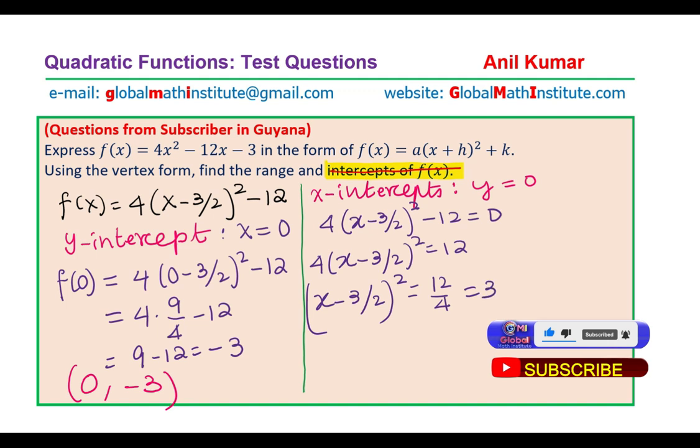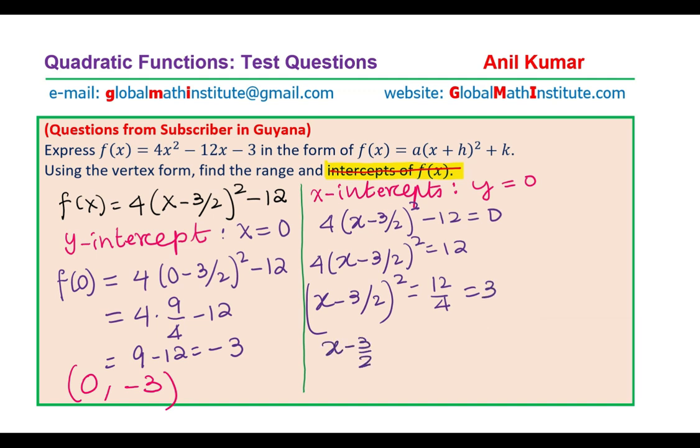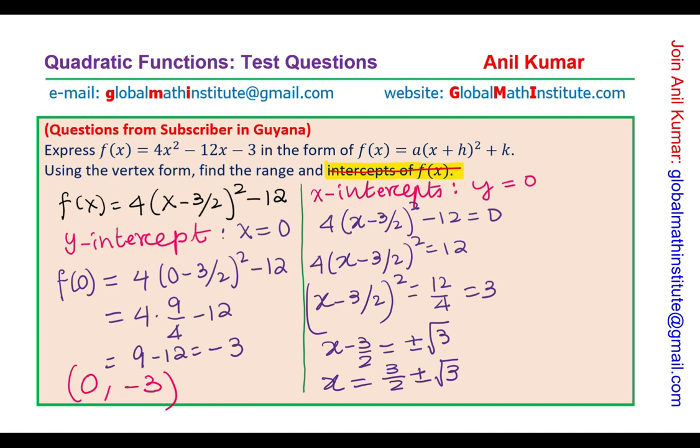Now we'll square root it, right? So we get x minus 3 by 2 equals plus and minus square root of 3. Makes sense? Plus and minus square root of 3, and then we get the value of x as 3 by 2 plus and minus square root of 3. So we get two x-intercepts which are at 3 by 2 plus and minus square root 3. Makes sense, right? So that is how you are going to find the x-intercepts.